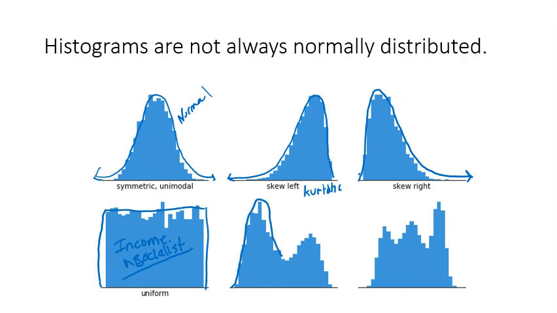Here we have a bimodal distribution, prefix bi meaning two, and here is our multimodal distribution.